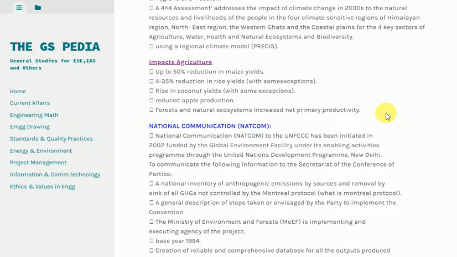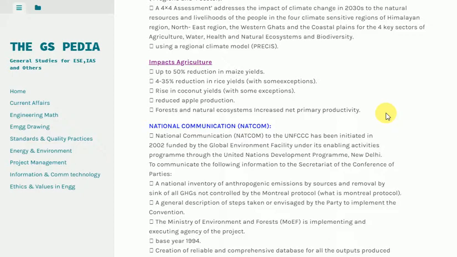A national inventory of anthropogenic emissions by sources and removal by sinks of all GHGs not controlled by the Montreal Protocol. What is the Montreal Protocol? A general description of steps taken or envisaged by the party to implement the Convention. The Ministry of Environment and Forests (MEF) is the implementing and executing agency of the project. Base year 1994.